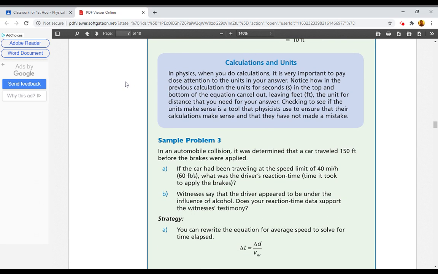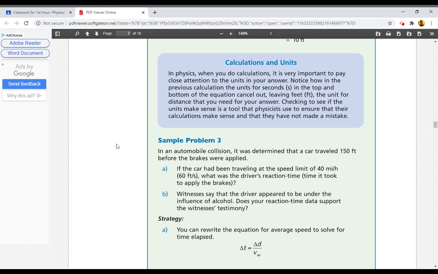Calculations in units. In physics, when you do calculations, it is very important to pay close attention to the units in your answer. Notice how in the previous calculation, the units for seconds in the top and bottom of the equation cancel out, leaving feet, the unit for distance that you need for your answer. Checking to see if the units make sense is a tool that physicists use to ensure that their calculations make sense and that they have not made a mistake.